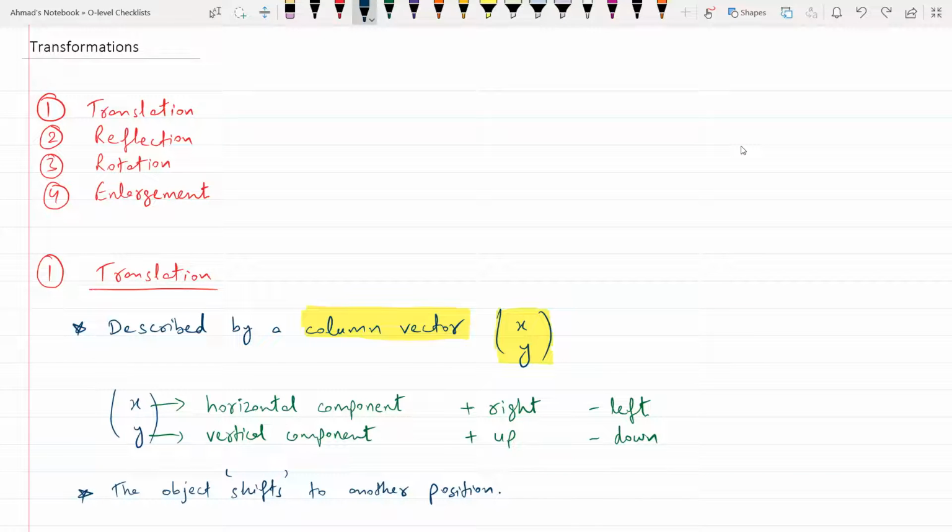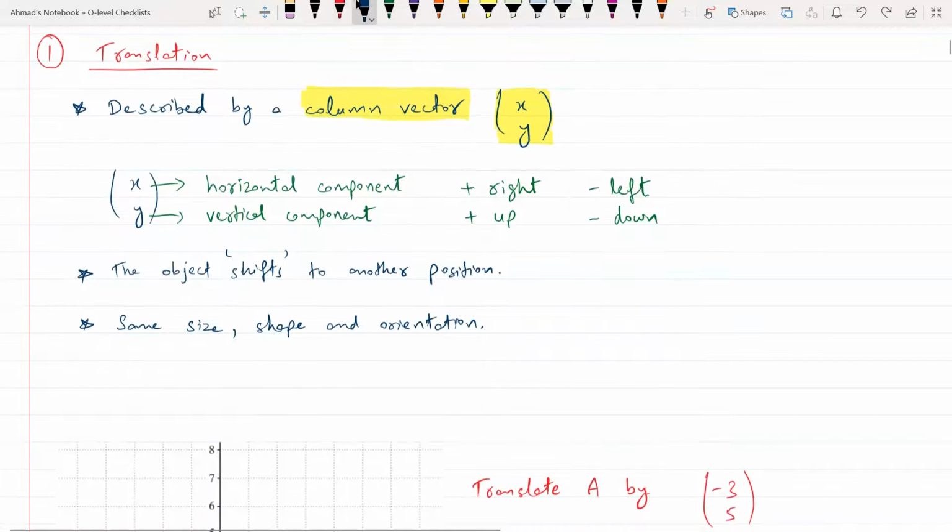So in this session, we are going to quickly go over all the transformations concepts that you need to know about in O-level maths. So let's begin. First of all, we need to know that there are four transformations in the syllabus: translation, reflection, rotation, and enlargement. So let's begin with translation first.